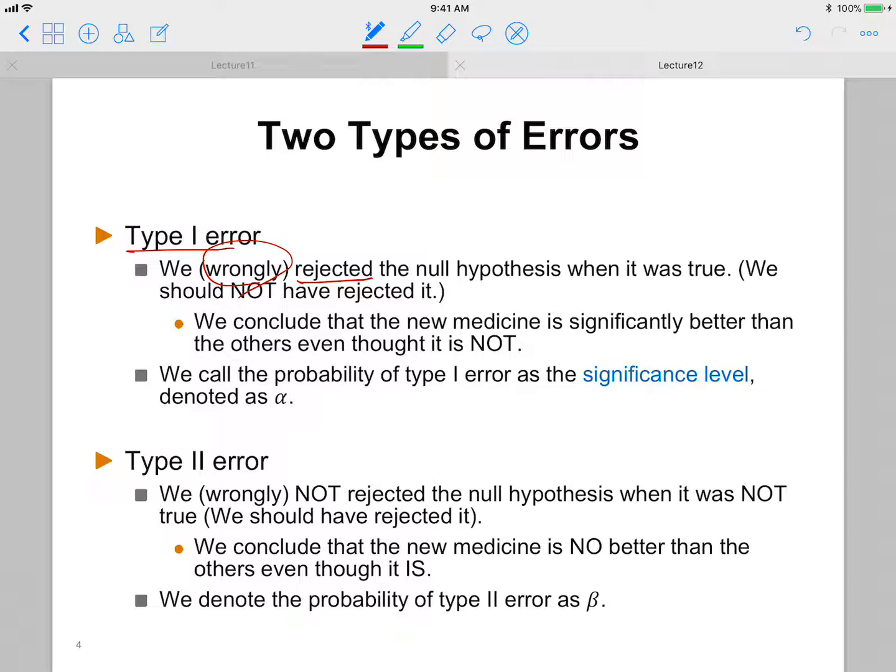And then in that case, the probability of an error corresponding to this case is called the significance level, and we denote it as alpha. And then what about type 2 error? It is the opposite situation. So the null hypothesis is actually not true. So we should have taken the alternative hypothesis as true, but we didn't reject the null hypothesis, and it was a wrong decision. And the probability of committing this kind of error is denoted as beta.